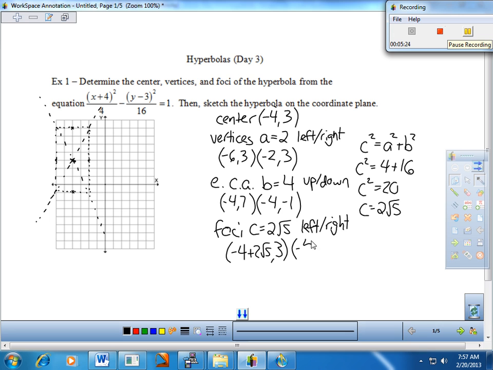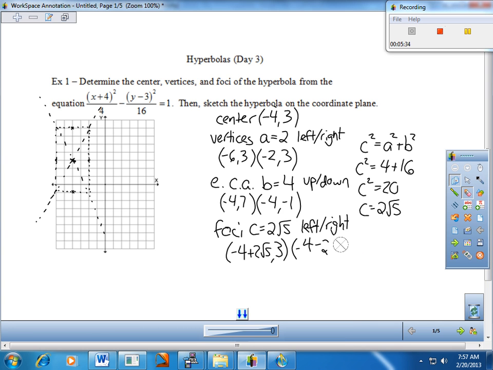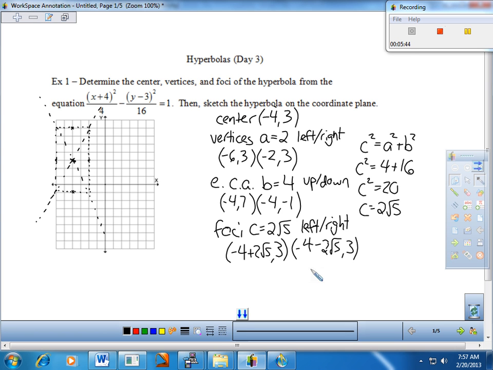Sorry about that, so negative 4 and then minus 2 root 5 and then comma 3. Oops, let me make sure I've got that right for you. There we go. So 2 root 5 and then comma 3. Nice. If you wanted to consolidate this, I think we've spoken about that before. You're more than welcome to, of course.